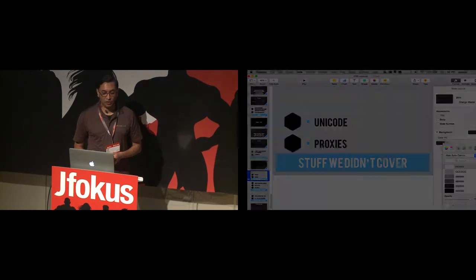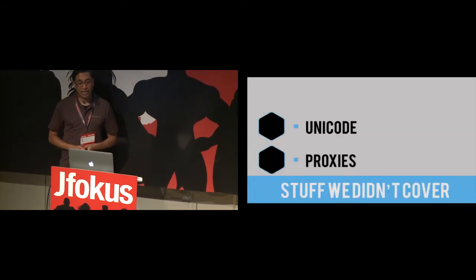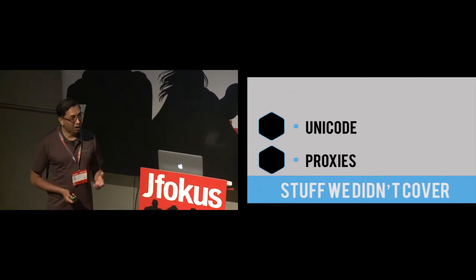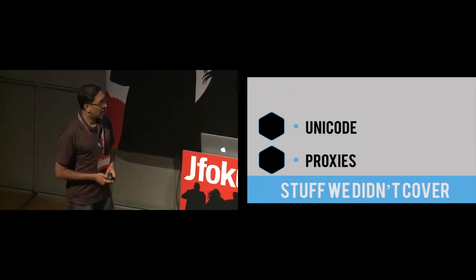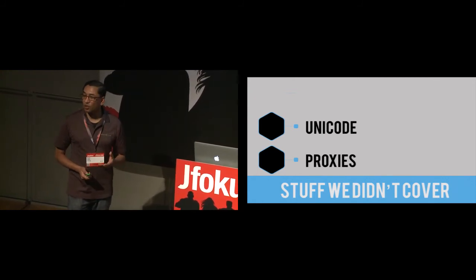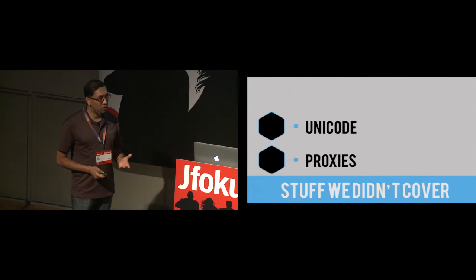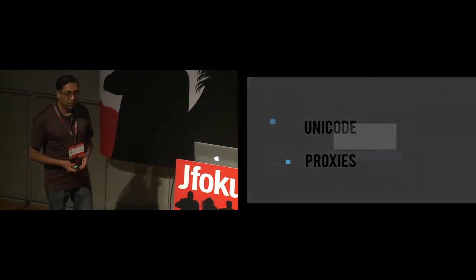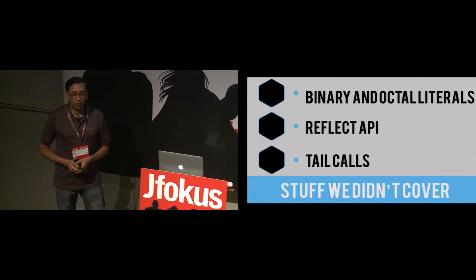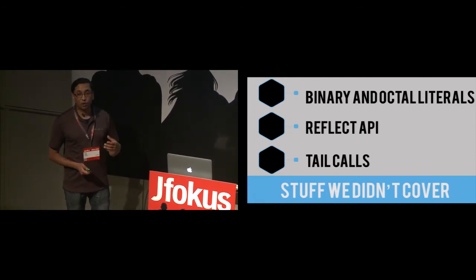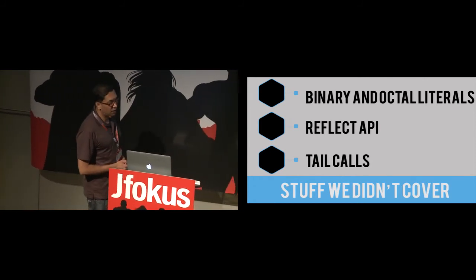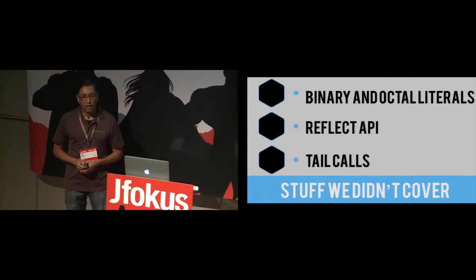What I want to spend the last 60 seconds talking about is stuff we didn't cover. I didn't talk about unicode. There's also this thing called proxies in ES6. Again, my opinion on proxies is that it's more of an advanced feature that your typical developer will not need to use. But obviously it's worth looking at them. You might find them useful. Binary and octal literals, again, some low-level stuff. There's a reflection API, which is very interesting. Again, I believe that something like that is more suited for framework builders.